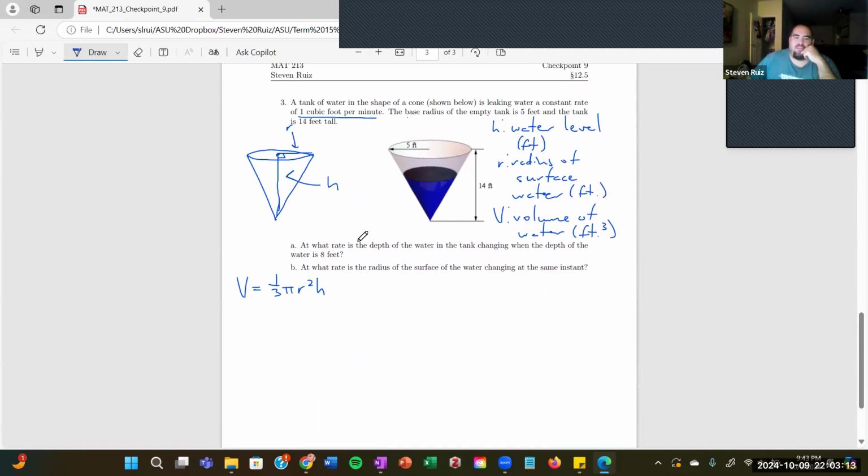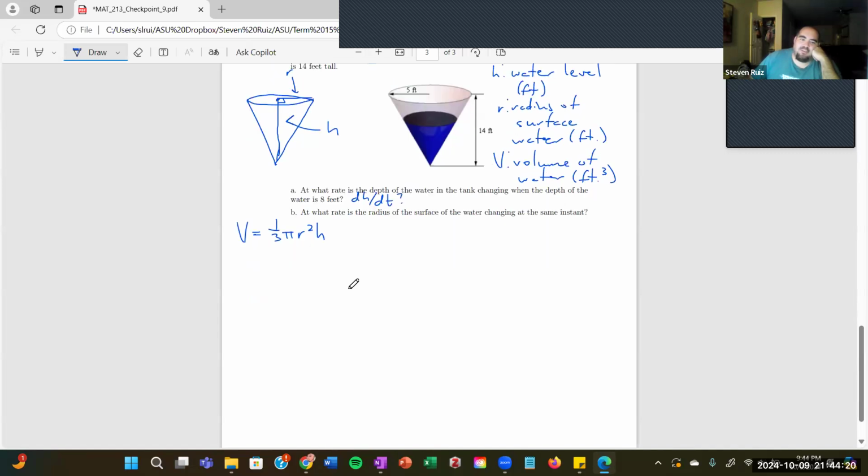So part A asks for what? At what rate is the depth of the water in the tank changing? The depth of the water, we call that height, but that's kind of the same thing. I think for this one, we're looking for dH/dt. So how do we find dH/dt? There are two parts of this problem, and I'm going to solve them two different ways. Right now, I have volume, radius, and height. I can think of them all as functions of time. So let's do this. I'm going to take a derivative of both sides of this equation with respect to time.